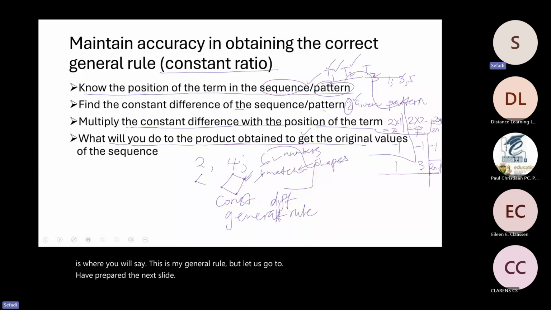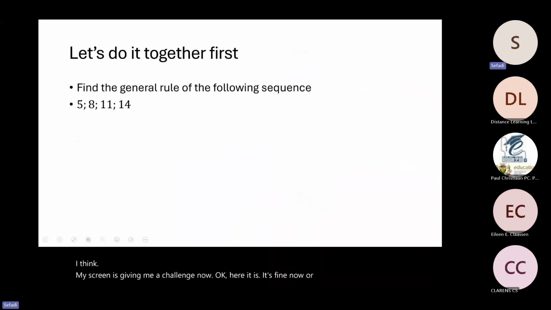I think my screen is giving me a challenge now. Okay, here it is. It's fine now. I'll manage to go to the next slide.